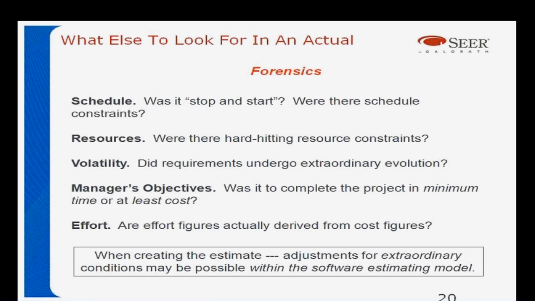Other things that are good to know: schedule issues, for example. Was the program a start-stop? Did they have to restart 3 times? Were there hard-hitting resource constraints? Did they not have the people they needed? Were the requirements so volatile that the program was more costly? Did the manager have an objective to get the software done as quickly as possible or at the least cost? And how exactly were things done? Any of these forensics you've got are wonderful. If you don't have any of them, of course, SEER provides knowledge bases, and those have been normalized, and you can depend on those. But for looking at your own data, it's important to understand what you have and what you're trying to get.